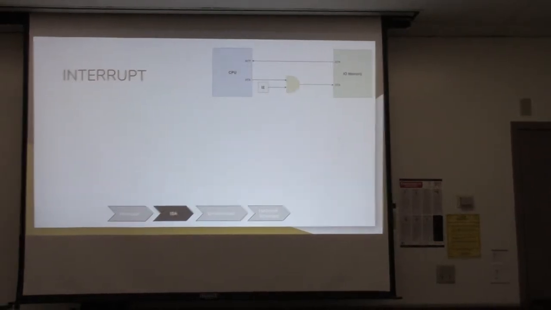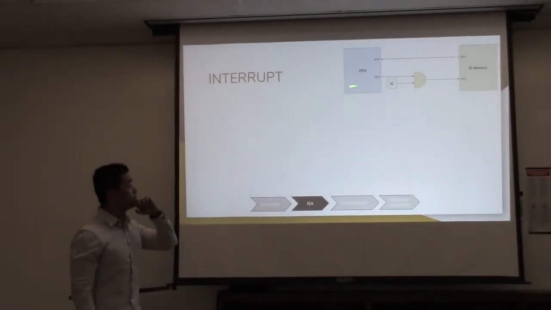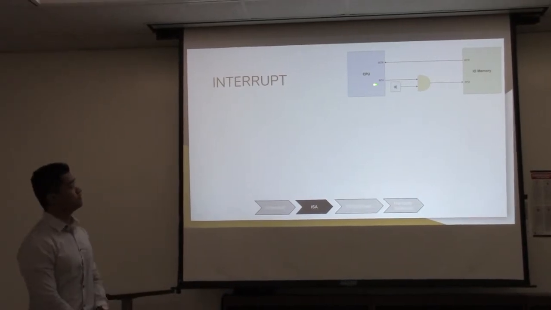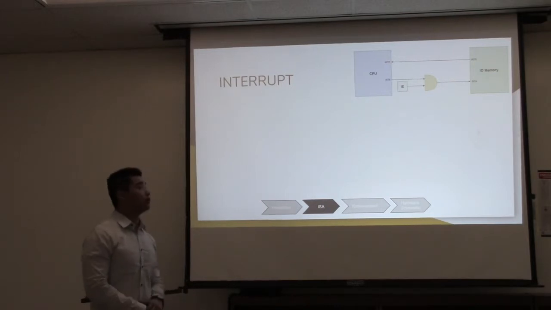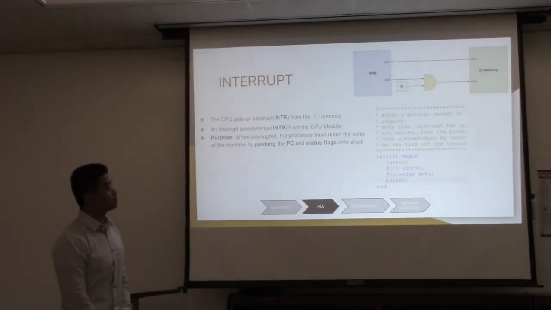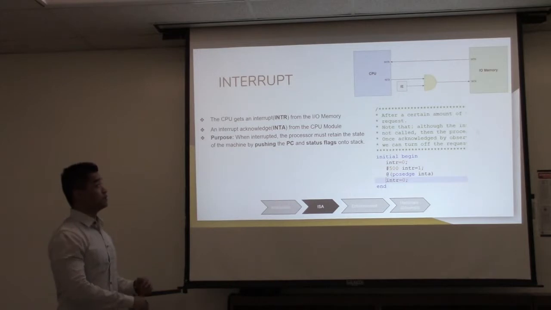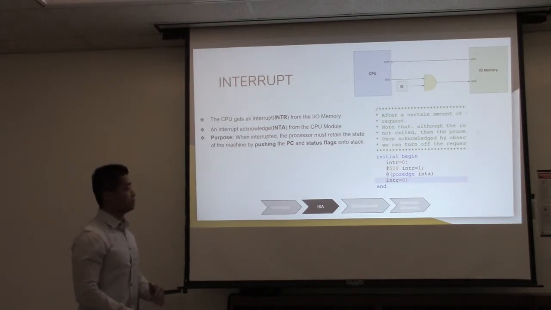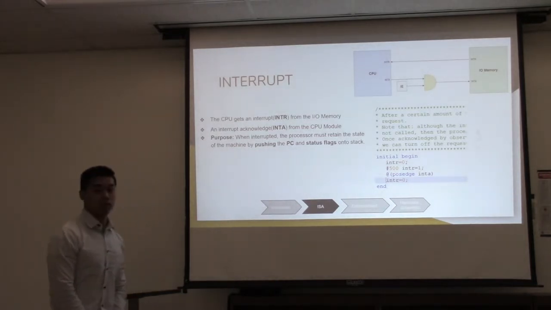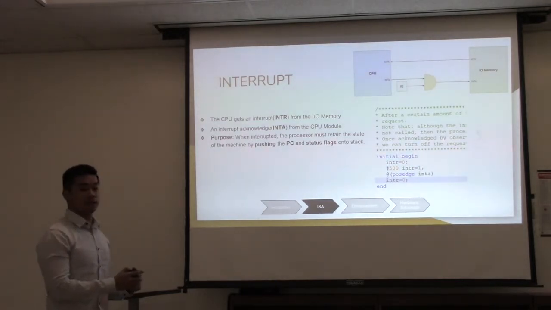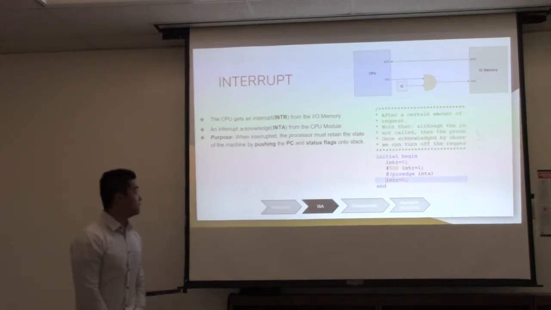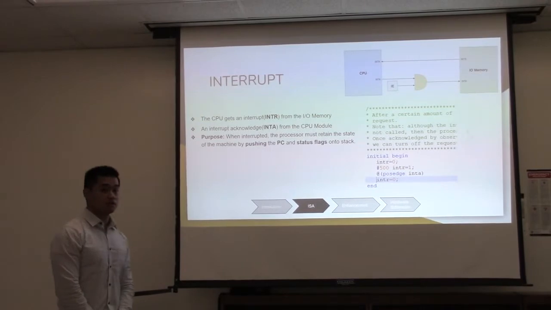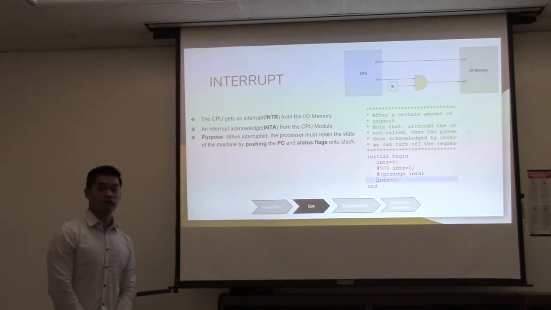So we also have the interrupt capability. As the picture depicted the relationship between the CPU and the I/O memory module, we can see that it represents the handshake protocol when the I/O memory module sends out a request to the CPU. Then the CPU processes it and sends back an interrupt acknowledge to the I/O memory module, telling it the address that it needs to go to in order to perform that interrupt service routine. And the purpose is, when it gets interrupted, the processor must retain the state of the machine by pushing the PC and the flags onto the stack.